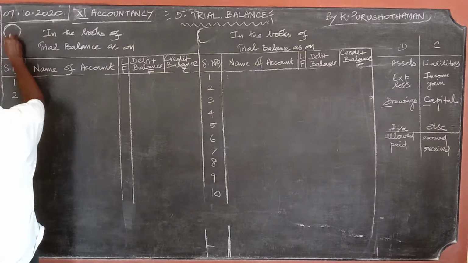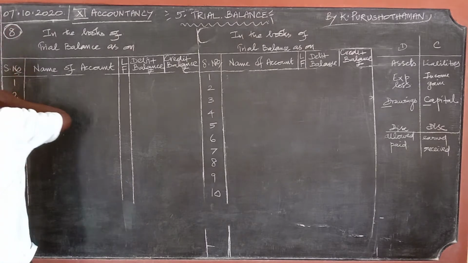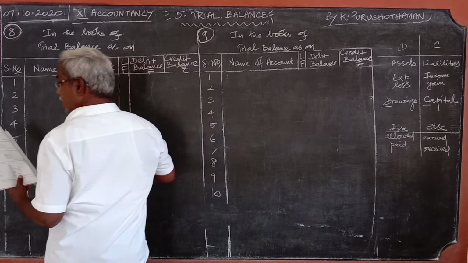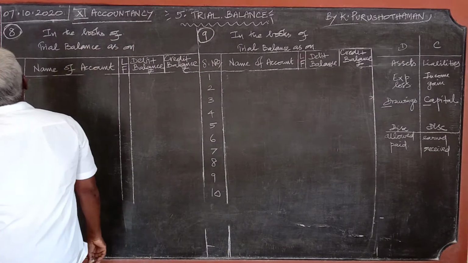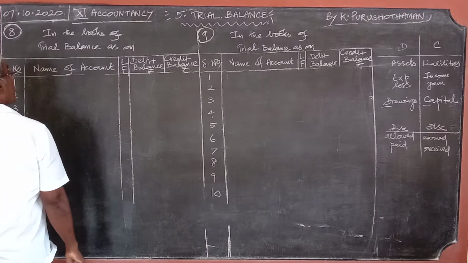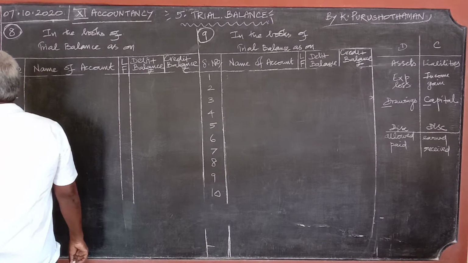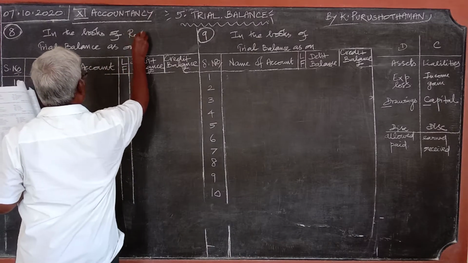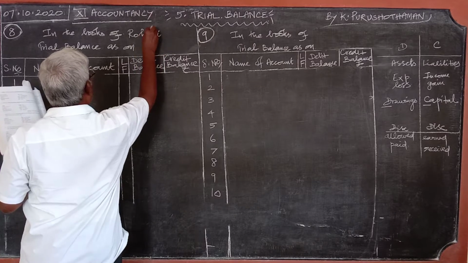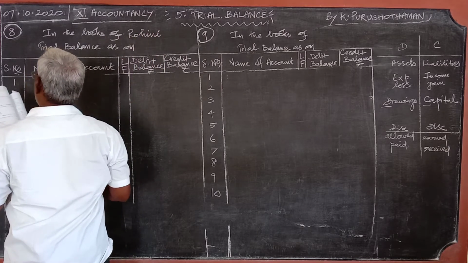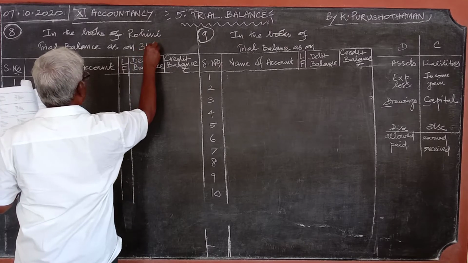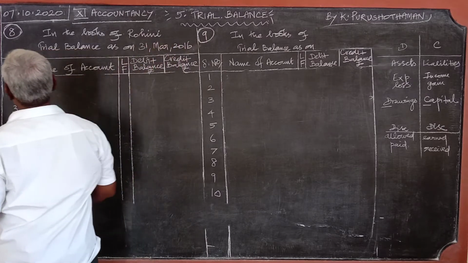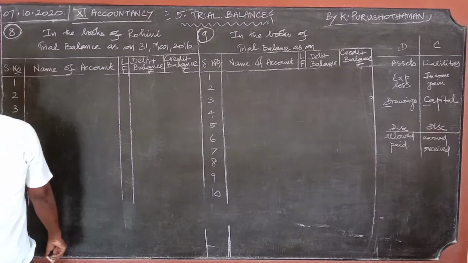Now we shall see problem number 8 and 9. In problem number 8, from the following balances of Rohini, in the books of Rohini, trial balance as on 31st March 2016. So we shall write the items one by one.